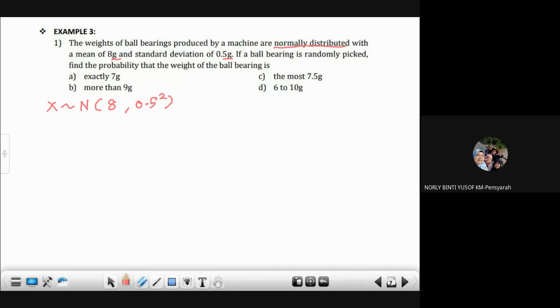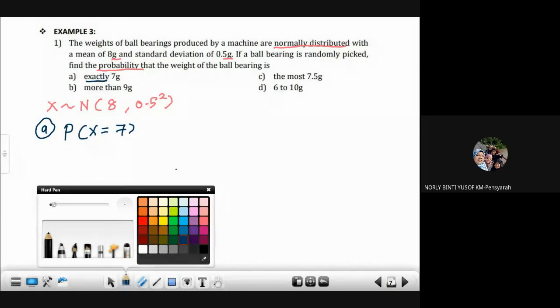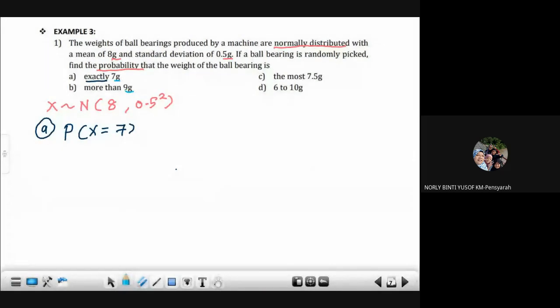Yang ni sama, tak ada masalah. Okay, and then if the ball bearing is randomly picked, find the probability that the weight of the ball, so ada perkataan probability, so ada P lah kat situ kan. So probability exactly 7. So sama exactly macam mana you treat soalan binomial dengan Poisson. So exactly is equivalent to 7. Dan unit dia pun sama. Unit dia semua gram. Kalau unit dia tak sama, kena tukar lah kan.